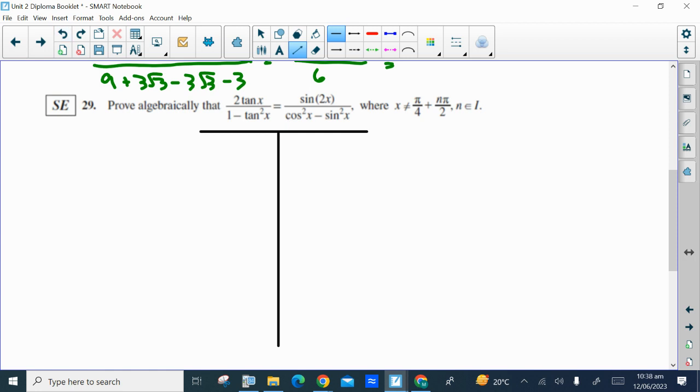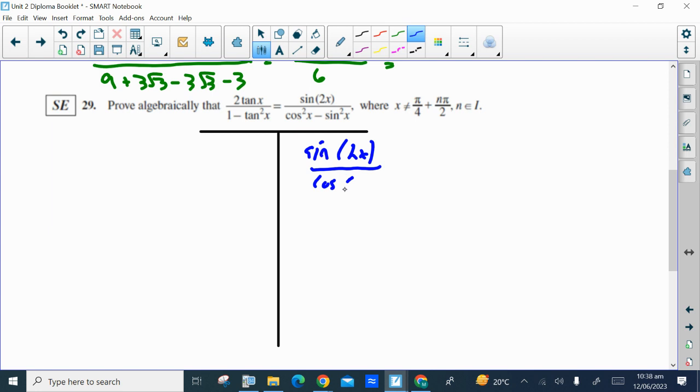If you look on your formula sheet, that is one of the variations for cos 2x. For cos 2x, there are three different expressions that are given. One of them is cos squared x minus sine squared x. So this is going to be sine 2x over cos 2x. And sine divided by cos is tangent, so it'll be tan 2x. And if you actually look on the formula sheet what tan 2x equals, tan 2x is 2 tan x over 1 minus tan squared x.